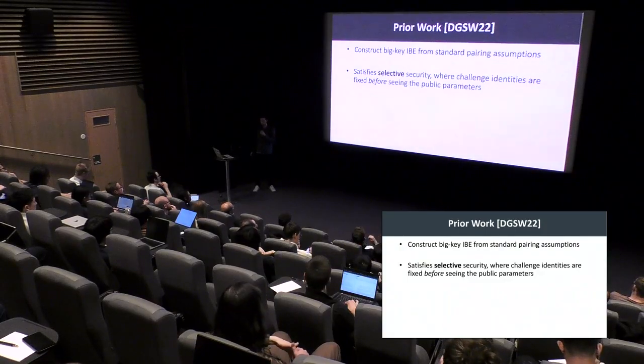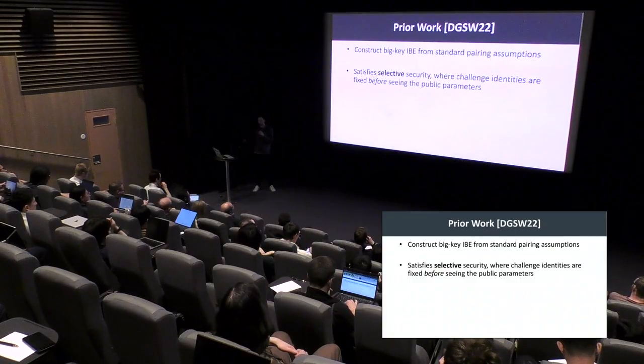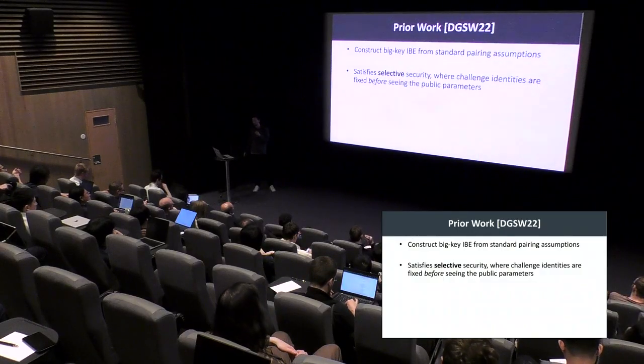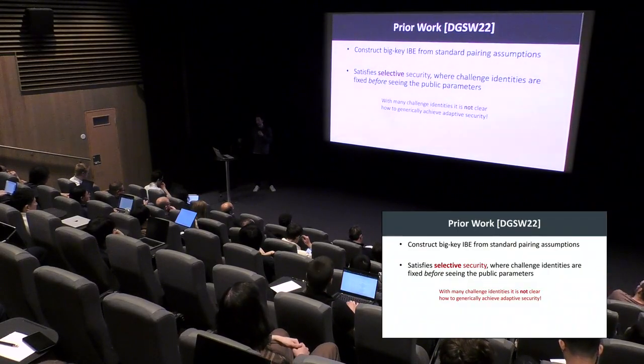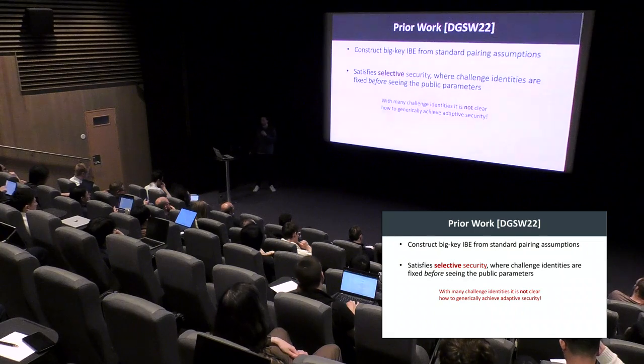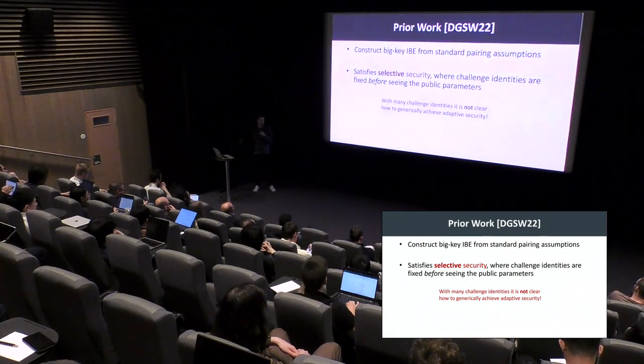They showed how to construct PKE I from standard pairing-based assumptions. However, they only satisfied the notion of selective security, where that challenge set J is fixed before seeing the public parameters. And in particular, this is especially difficult here because with many challenge identities in the set, it's not clear how to generically upgrade like you can with standard IBE, because the set is going to be a bit too big to guess, for example.